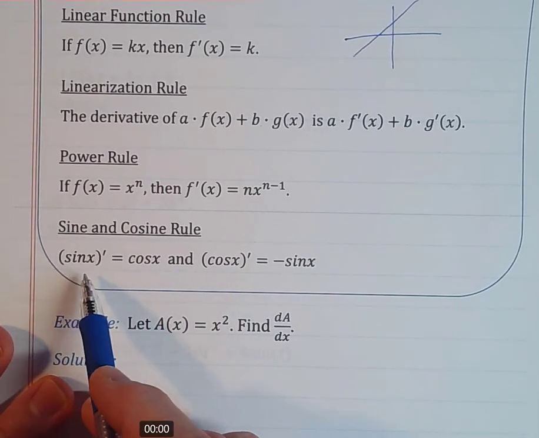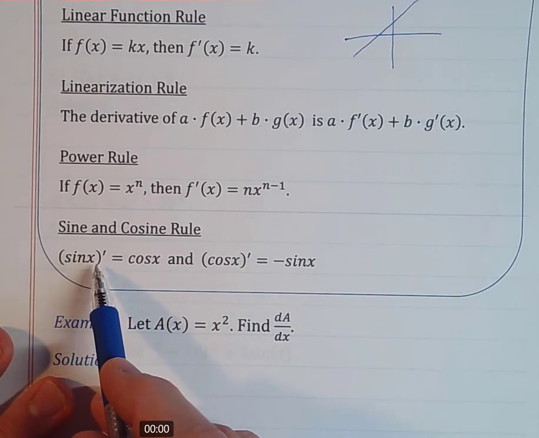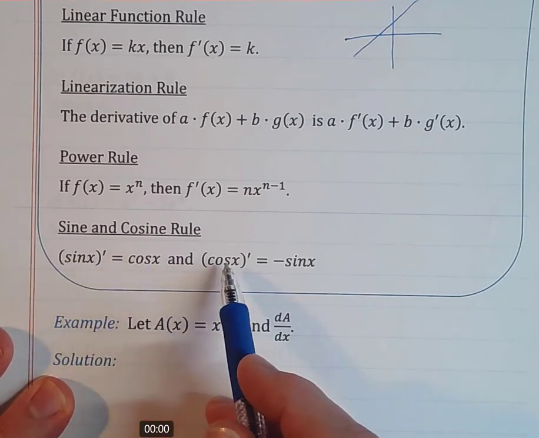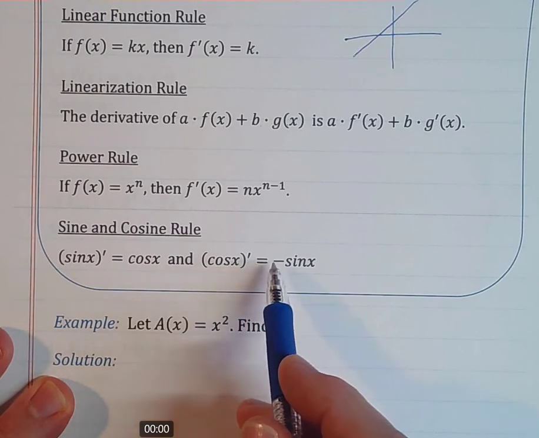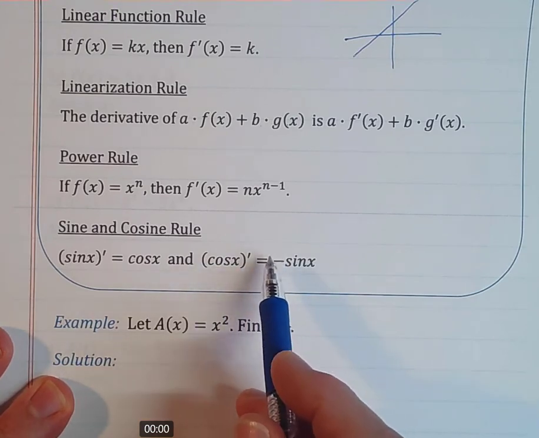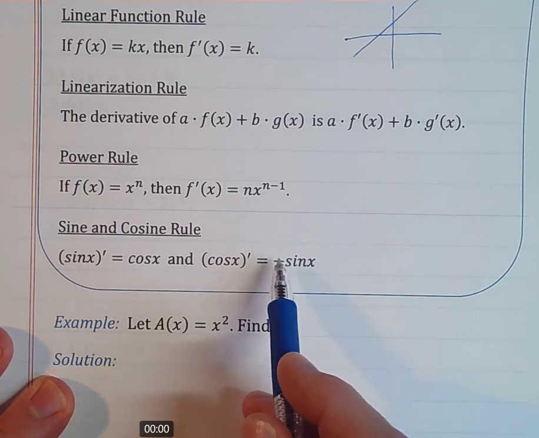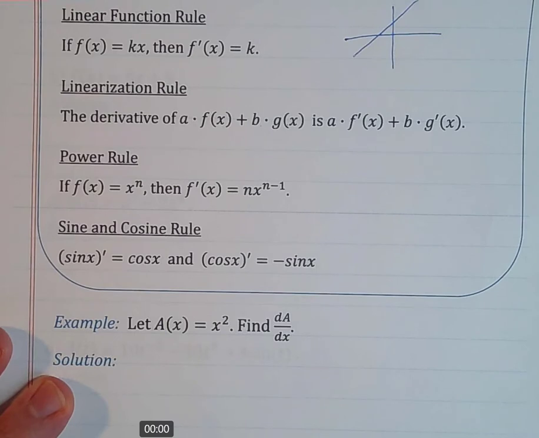And the rule here is that when we take the derivative of sine of x, we get cosine of x. And if we take the derivative of cosine of x, then we get negative sine of x. And you have to remember here, this is negative sine of x. Sometimes it's easy to forget that we've got to include this negative sign here.